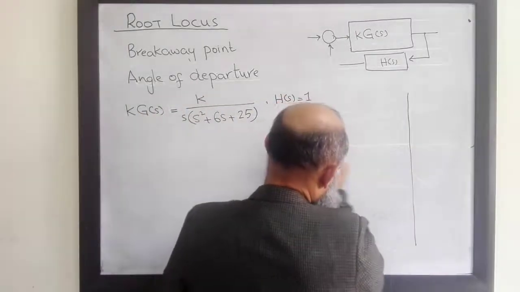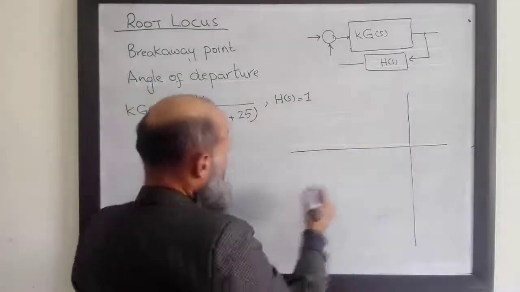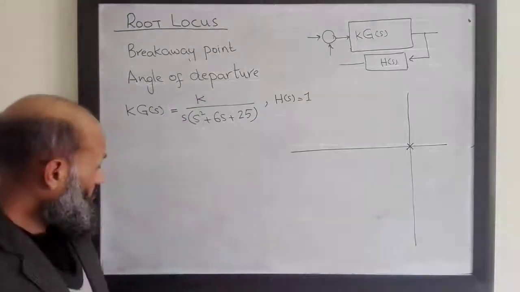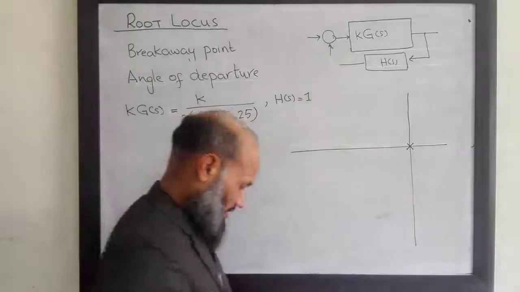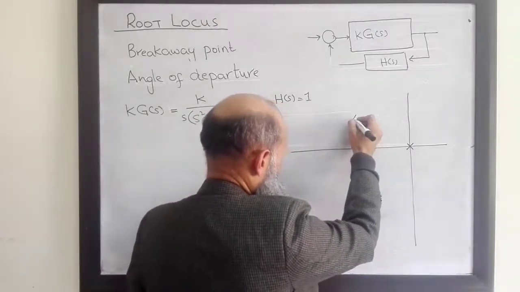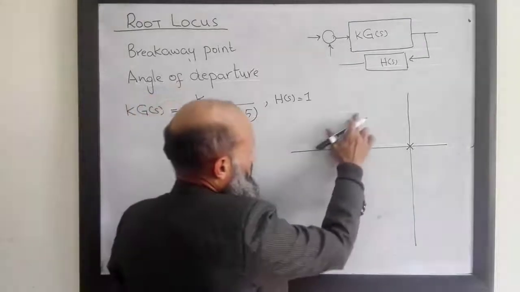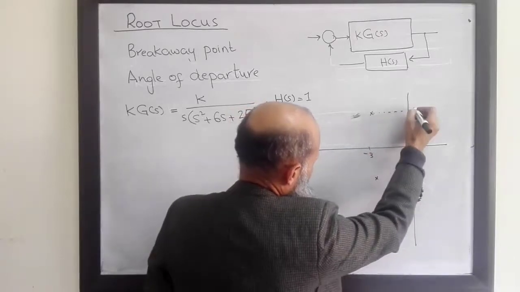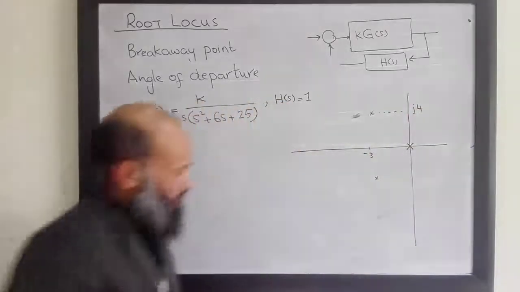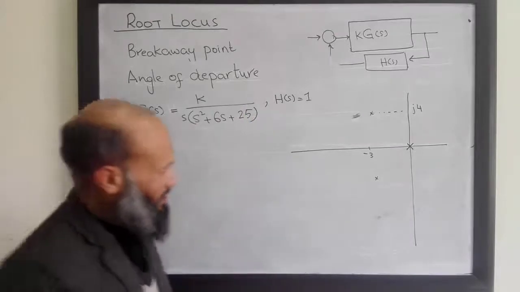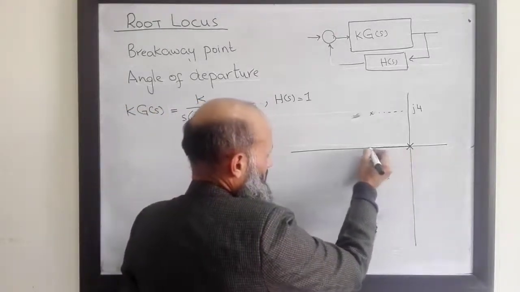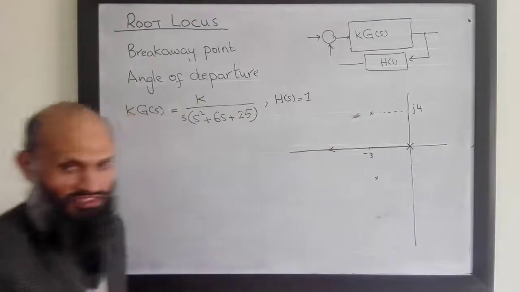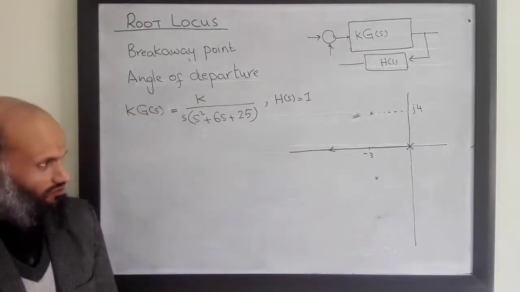We sketch the root locus. For that purpose we locate open loop poles and zeros. One pole is at s equal to 0, other two poles are the roots of this quadratic polynomial, which are at this location, minus 3 plus j4 and minus 3 minus j4. So for the root locus, apply the real axis rule. This is part of the root locus. So root locus, which starts from poles, will end at zeros.